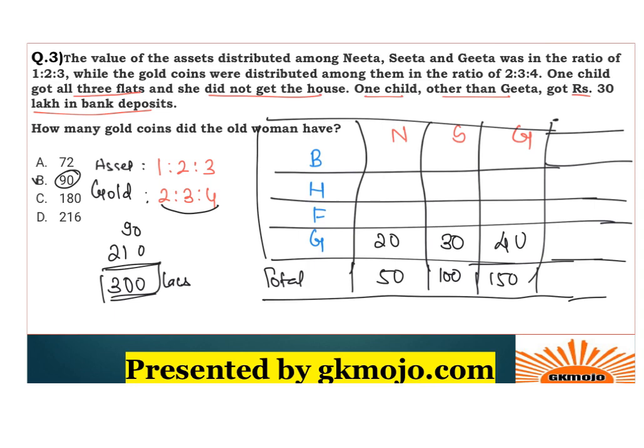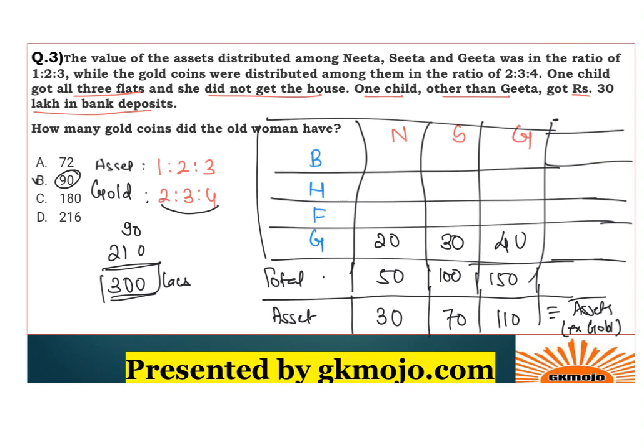Now you find out the assets distributed, only the assets. So this will be total minus gold. Nita will get 30, Sita will get 70 and Geeta will get 150 minus 40, which is 110. This is the amount of only assets excluding gold. Now with the help of this you can solve the question.